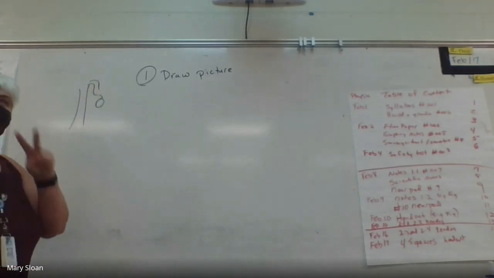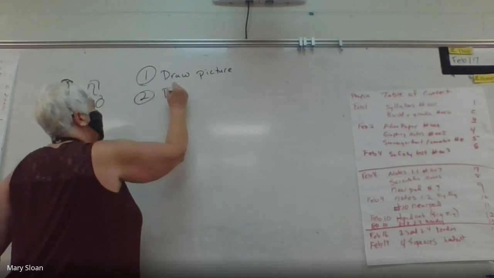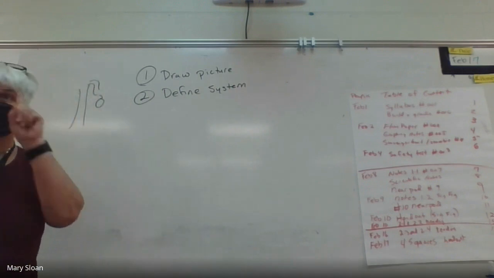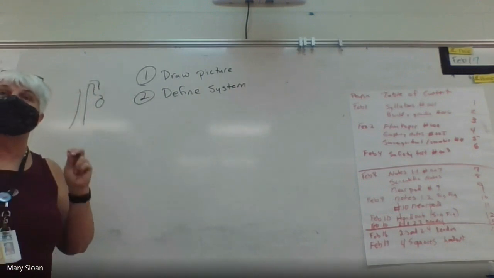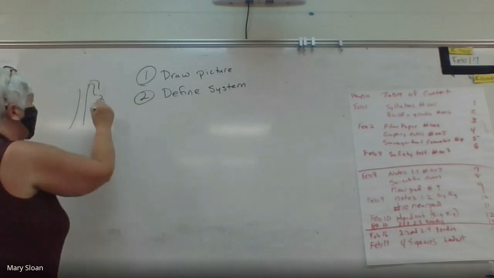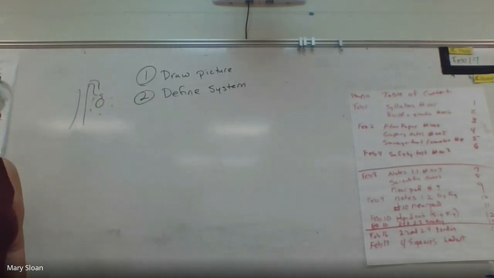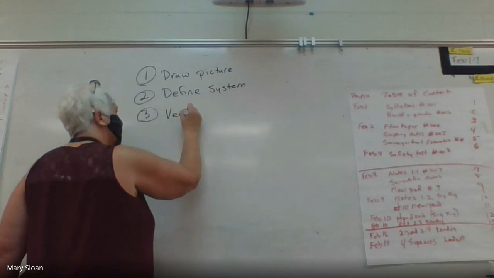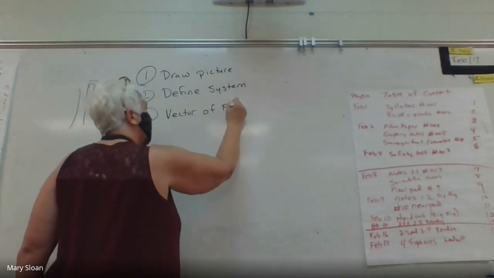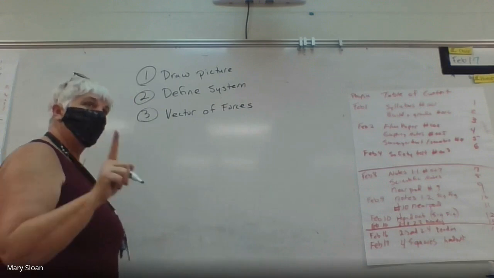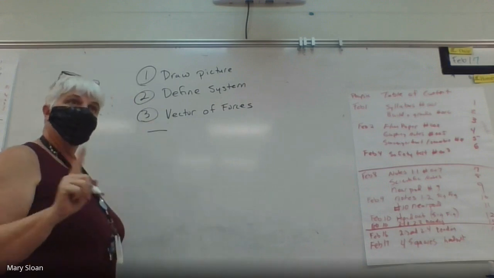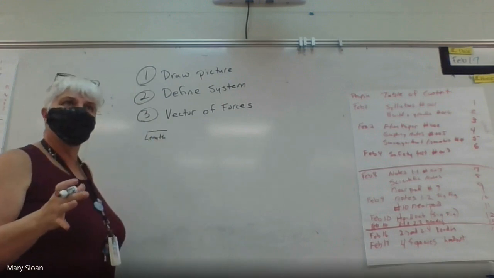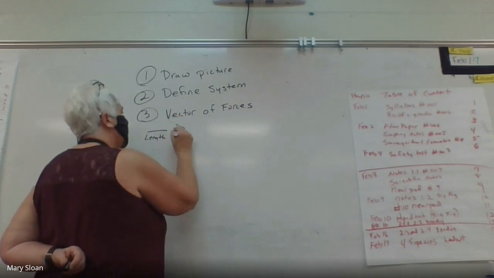All right. Second thing you do is you define your system. Define your system, that means I'm going to choose one thing in this whole scene, and I'm going to do a free body diagram of that. So we're going to choose the apple. What we need to do is draw our vectors of our forces. Now, if you remember, vectors have lines. The length of the line tells you how much force is there. The arrow shows what direction.